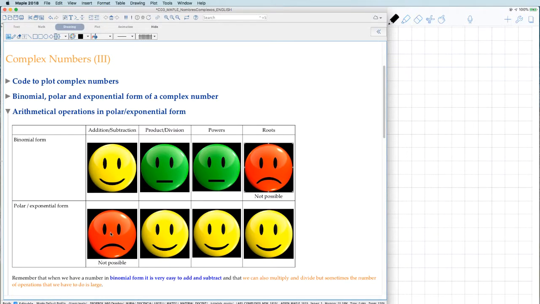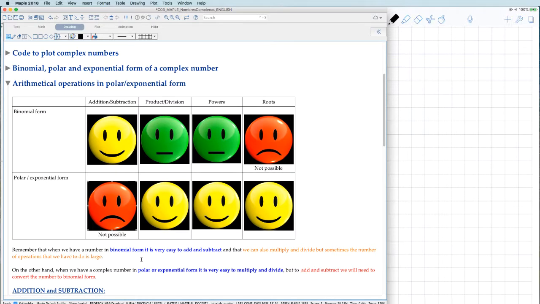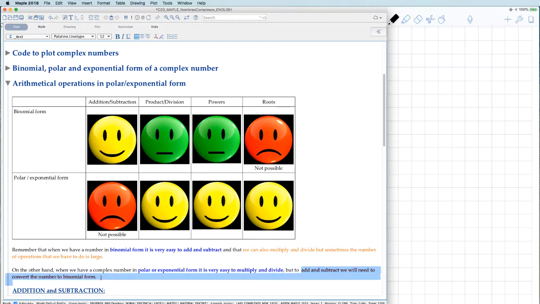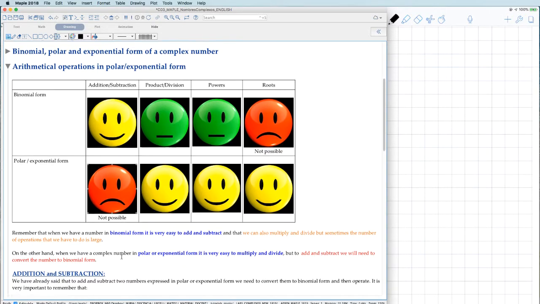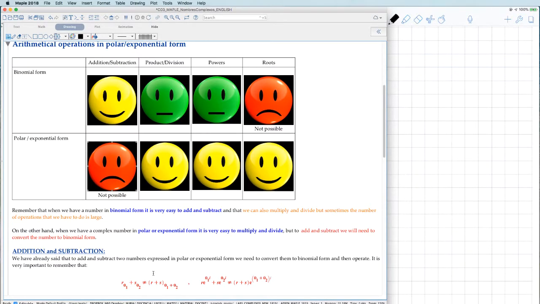What about exponential? In exponential, it's very easy to multiply and divide and make powers. Easy to multiply and divide. But we cannot add or subtract. In this case, we need to convert the numbers to binomial form. So these two are very important. Okay, so addition and subtraction. If we have two numbers expressed in polar or exponential form, we don't add the moduli or the arguments. This is wrong. What we have to do is convert them to binomial and then add.